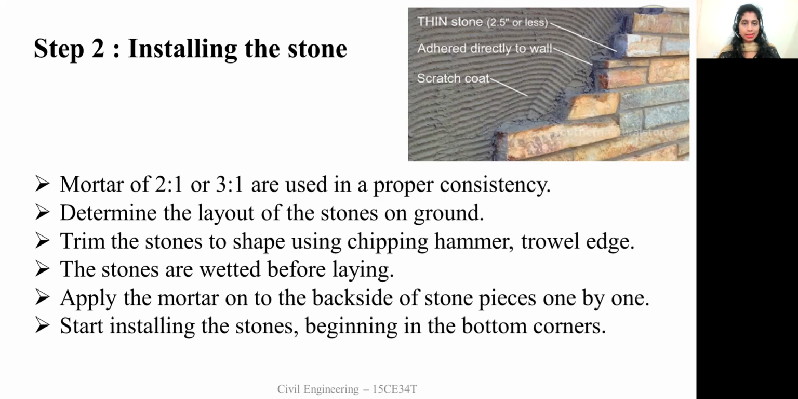Next step is installing the stone. See how we should install the cladding. In this picture, you are seeing the scratch coat of mortar. Okay, and this is the stone veneer. That means a thin stone is called stone veneer, and it is directly applied to the wall. Okay, how should we install the stone?